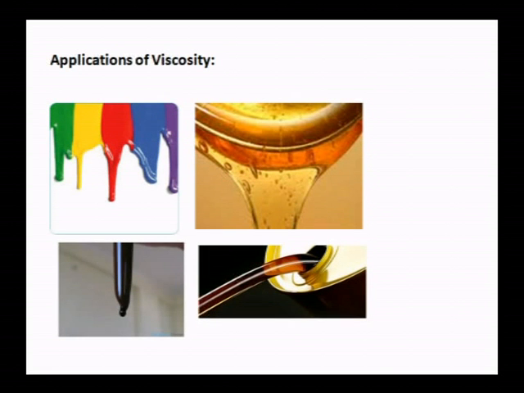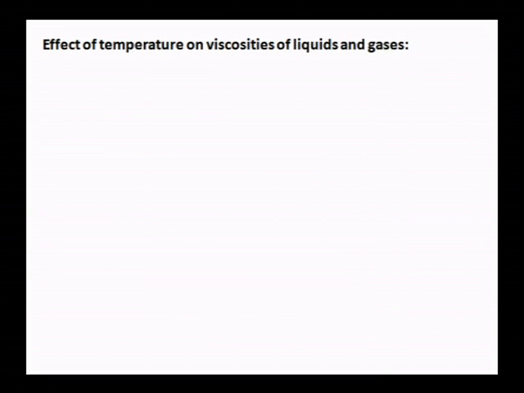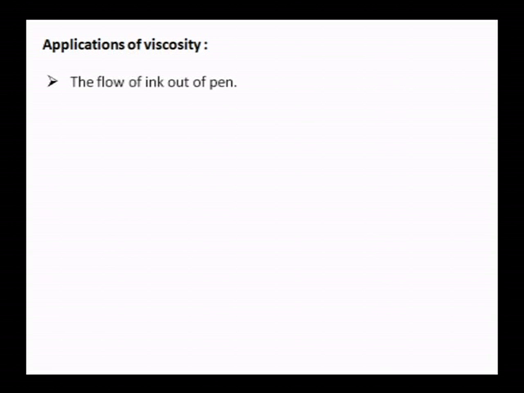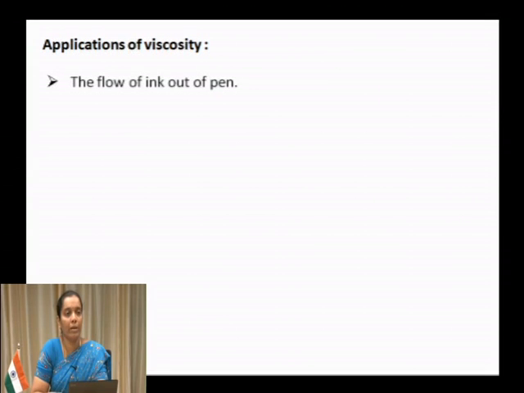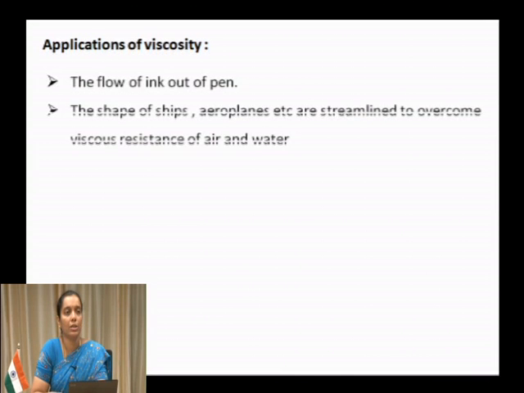Next, applications of viscosity. Viscosity is used in lubricating oils. The ink flows through the pen due to the viscosity of the ink. The flow of ink out of the pen depends on the viscosity of the ink. The shapes of ships, aeroplanes, etc. are streamlined to overcome the viscous resistance of water and air.